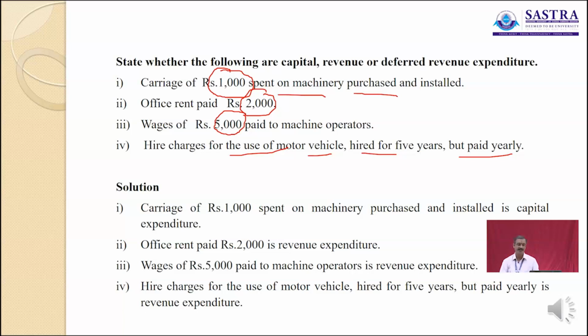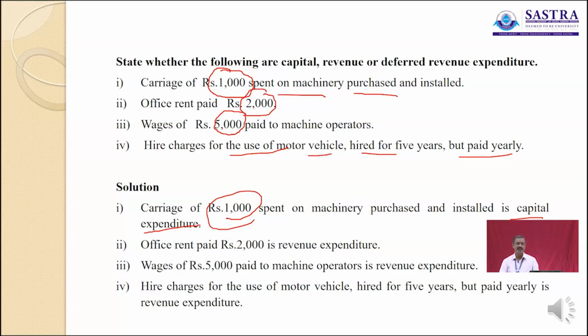deferred revenue expenditure? The carriage of 1,000 spent on machinery purchased and installed may be treated as a capital expenditure because it is spent for the purchase and installation of the machinery, and it will fetch the benefit for more than one accounting period.